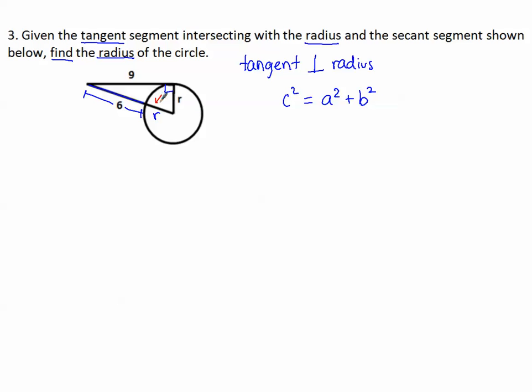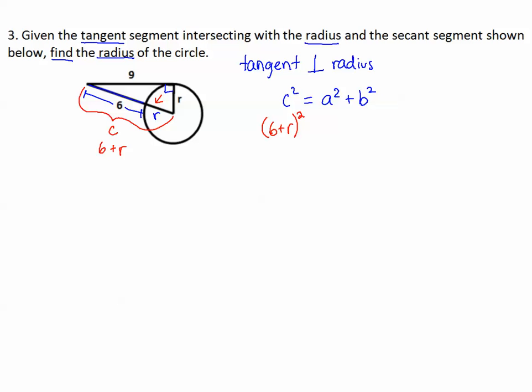Across from the right angle is the hypotenuse. This whole side is the C, the hypotenuse. Part of it's 6, part of it's r. How do we put those together? Add them. 6 plus r. So in the C, we're going to put 6 plus r. All of that will be squared.